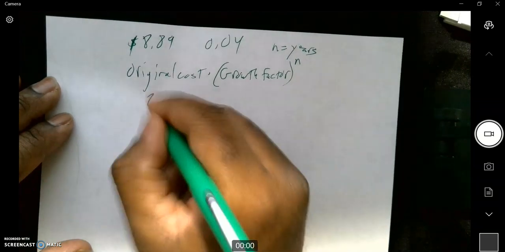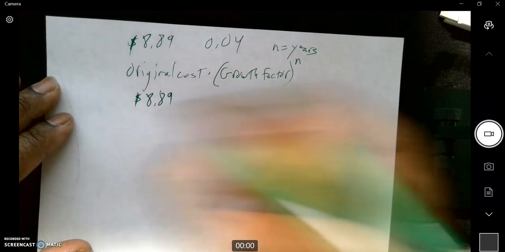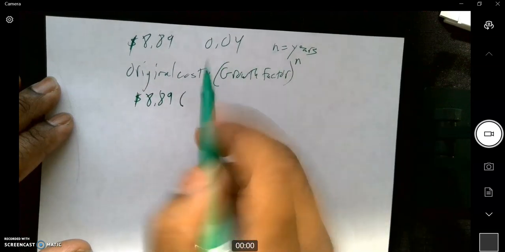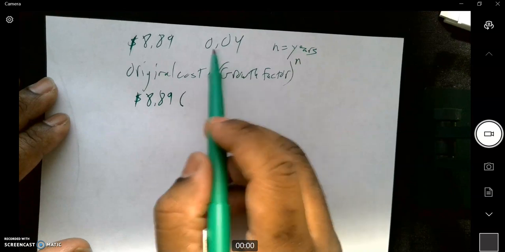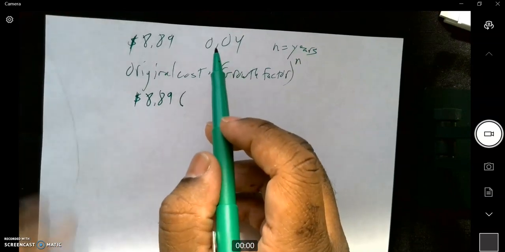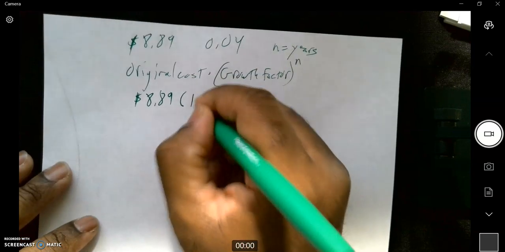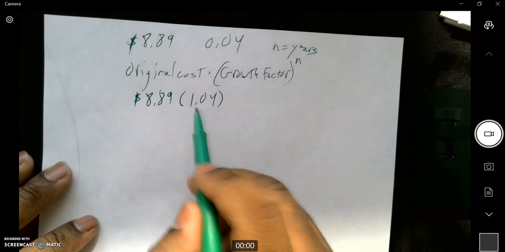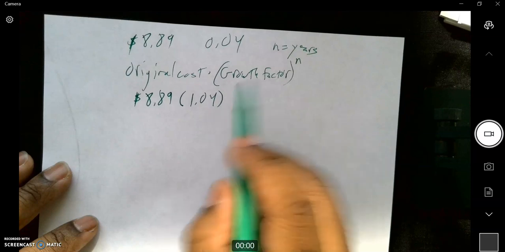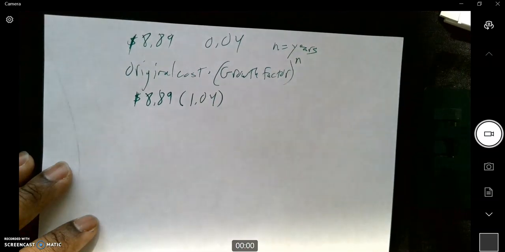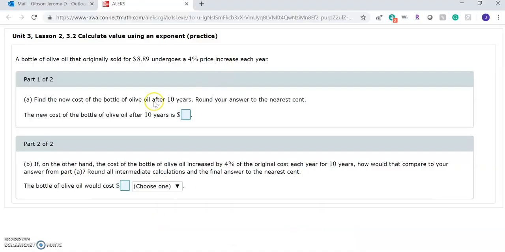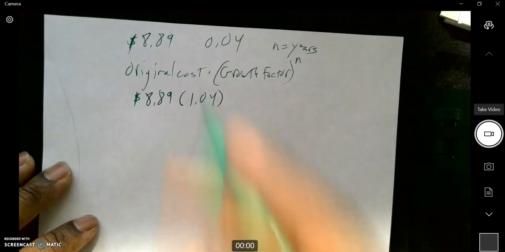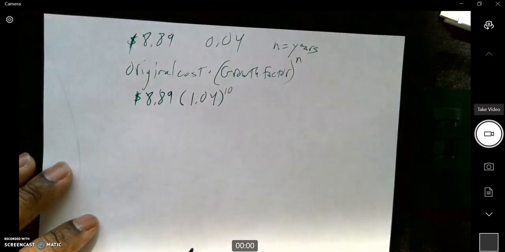Okay, so the original cost was $8.89. The growth factor, since we know this is growing by 4% each year, remember, we have to add 100% to that. So this would give us 1.04, and this would be the growth factor. And then the years, let's go back here. I think the year said 10 years, but let's make sure. Yes, it said 10 years. So then we would take that to the 10th power.